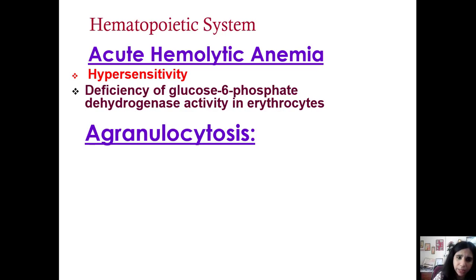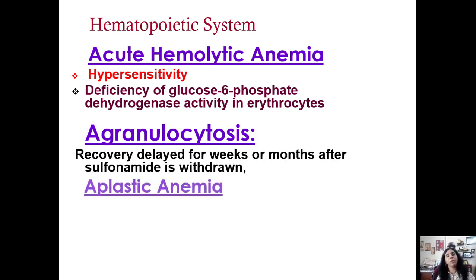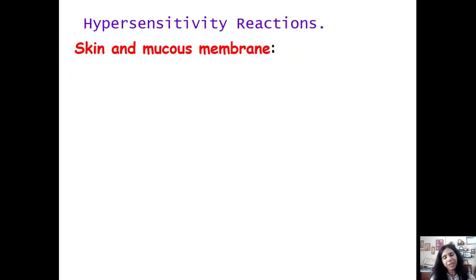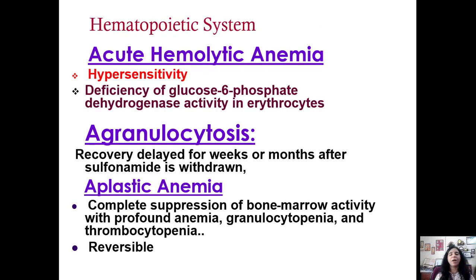Agranulocytosis is another important abnormality of the hematopoietic system, and recovery can be delayed for weeks or months after sulfonamide is withdrawn. It can also cause complete bone marrow suppression in the form of aplastic anemia, which could be dangerous. It can also individually suppress the bone marrow elements in the form of granulocytopenias and thrombocytopenias. This aplastic anemia is reversible. When we talk about this, we are comparing and contrasting with one of the drugs which we are going to study soon, chloramphenicol, which sometimes can cause irreversible bone marrow suppression.